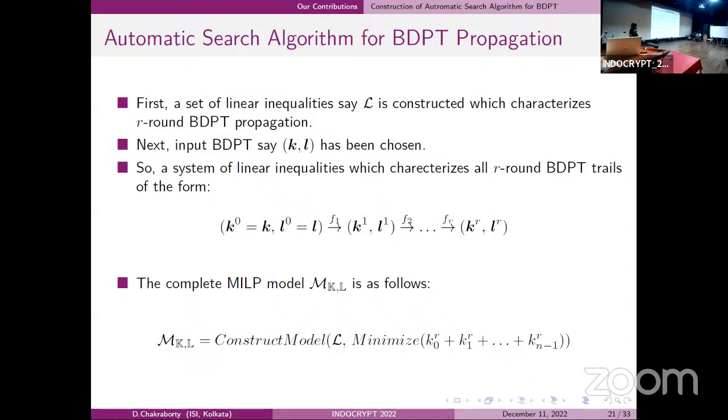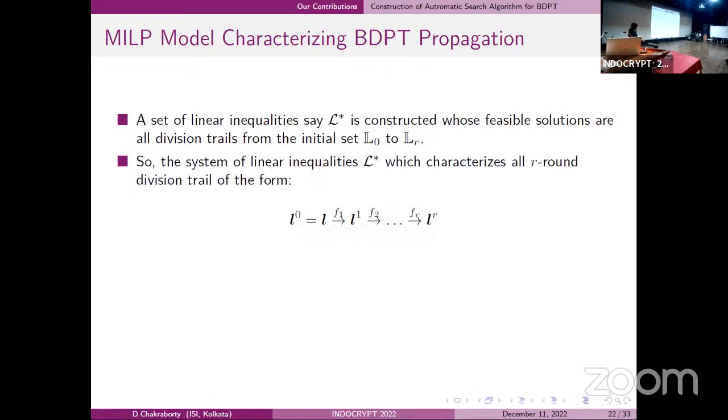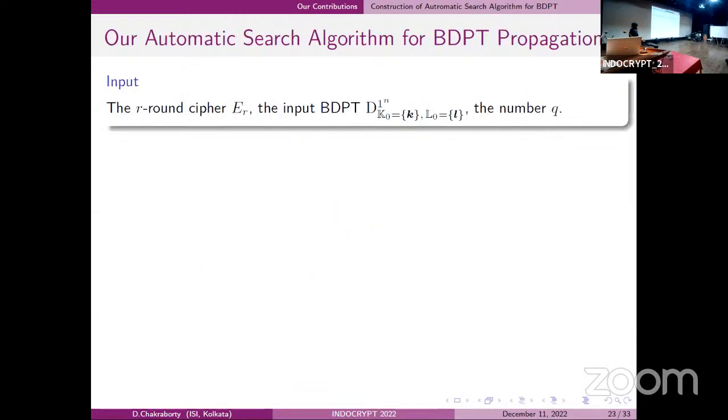So in order to do that, I construct one MILP model here, and another MILP model I construct. The linear inequalities L star are constructed such that the feasible solutions are all the division states in one subset, say from A_0 to L_R, of the form like this. These trails are represented by that linear inequality L star, and the complete MILP model is like that, L star. And so two MILP models I have constructed, and now our automatic search algorithm.